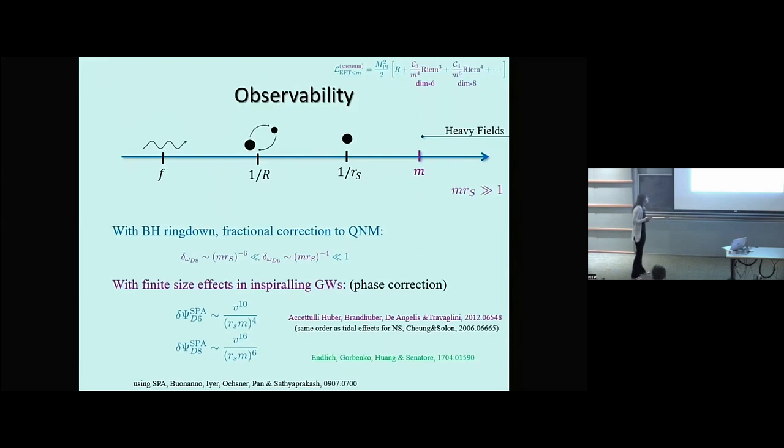Then you can think of the effects that come in the inspiraling phase. And this has been pointed out in some of these very nice papers for dimension 8 operators. It goes like, this is an 8 post-Newtonian parameter with 6 orders of this coefficient suppression. So this is extremely small. And even for dimension 6 operators, this has been pointed out in this very nice paper here, it's a 5 post-Newtonian correction. So these are very much suppressed. And again, it's unlikely that we'll see any of those effects in the near future. I should say this has been computed using the stationary phase approximation that was pointed out in this very nice paper quite a few years ago.